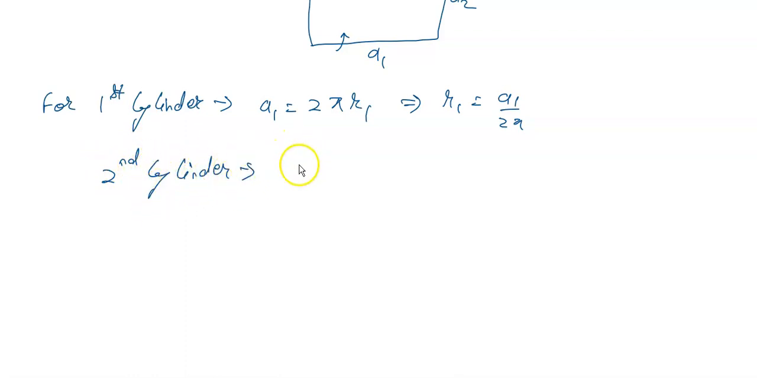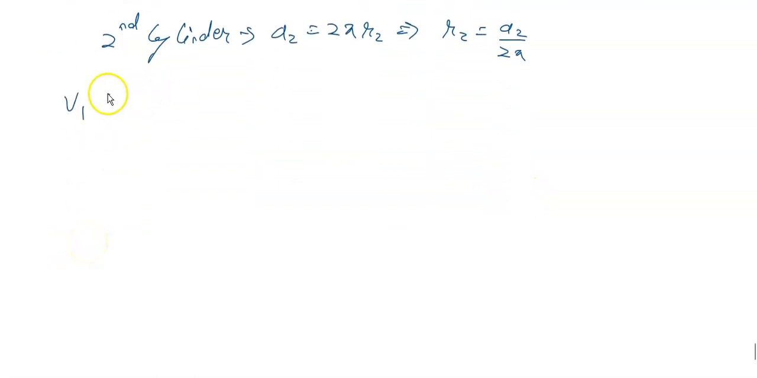Similarly, for second cylinder, height is how much? No, sorry, height is A1. So अगर height A1 है, तो जो circumference होगा, that will be equal to A2, which is equal to 2 pi R2, let's say. So यहाँ से R2 कितना आ जाएगा? A2 upon 2 pi.